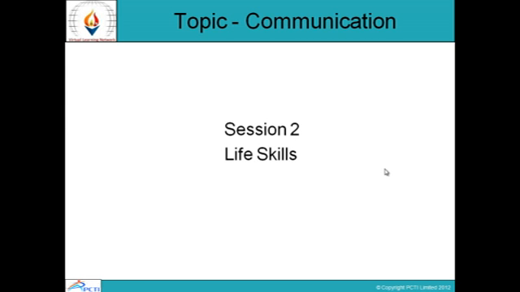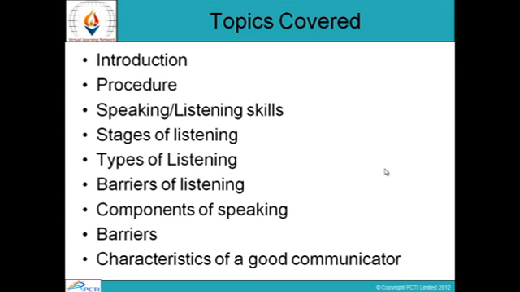This is session number 2 of life skills and the topic is communication. The topics covered are introduction, procedure, speaking and listening skills, stages of listening, types of listening, barriers of listening, components of speaking, barriers, and characteristics of a good communicator.